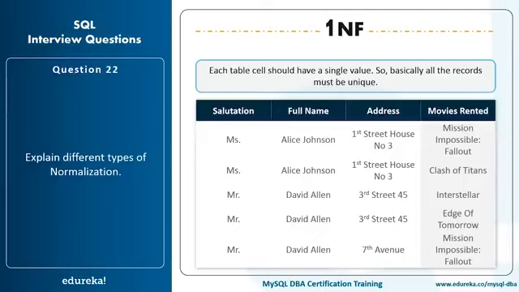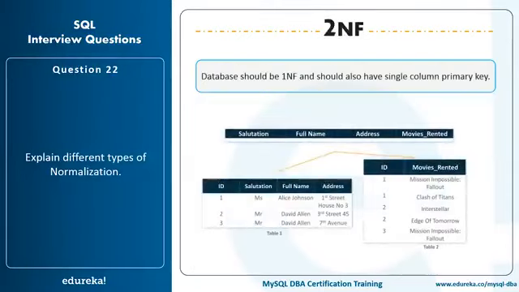Now, you have to divide this table into 2NF. So when I say 2NF, that is the second normal form, you can divide this table into two different tables. To have a table in 2NF, you need to make sure that the database is in 1NF and also has a single column primary key. Since the table that we considered is in 1NF, that's applicable to our situation. Now let's move forward to the 2NF.